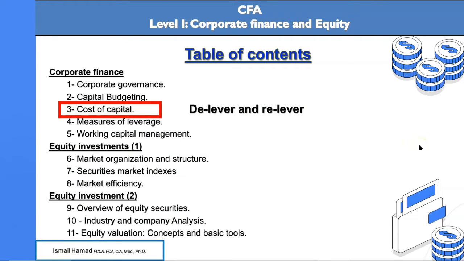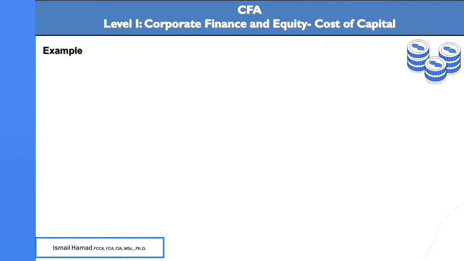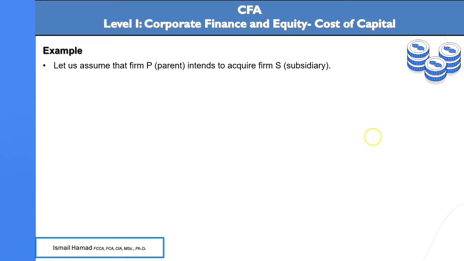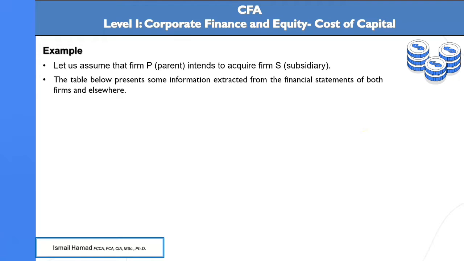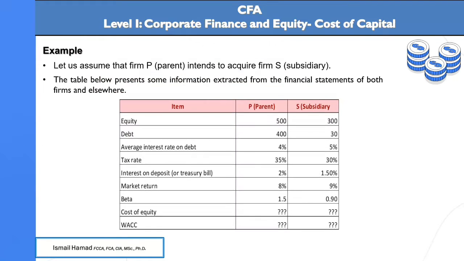To understand how we are going to deal with the topic of acquiring another company that has a leverage or capital structure different from the parent, as I just mentioned, we remove the effect of the leverage and then introduce the new leverage of the subsidiary. To understand this, let us have a numerical example. Let us assume that a parent company is going to acquire a subsidiary in another country, and we have this information available from the financial statements and from the market in general.